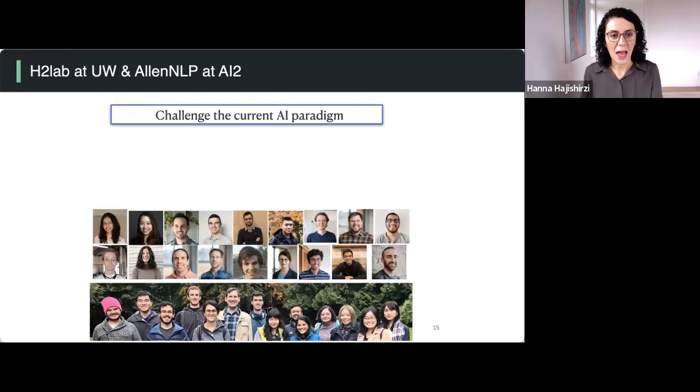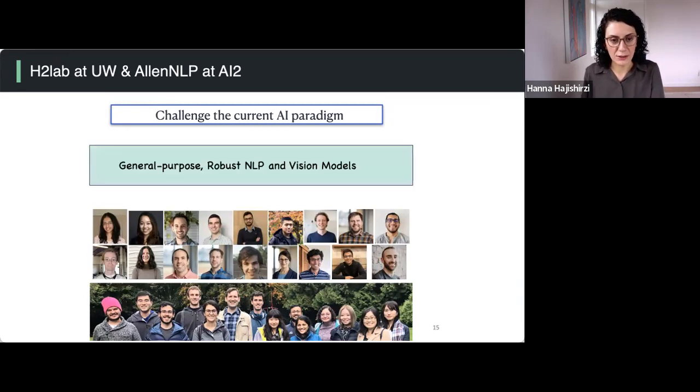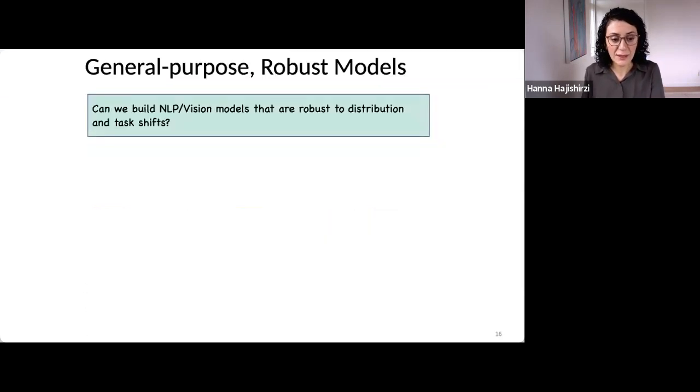Okay, so our goal in my lab, both at UW and at AI2, is to challenge the current AI paradigms. We would like to design models that are general purpose and robust in both language and vision domains. In this talk, I will present some recent work on how to build NLP and vision models that are robust to distribution shifts, and also that can generalize to new tasks.